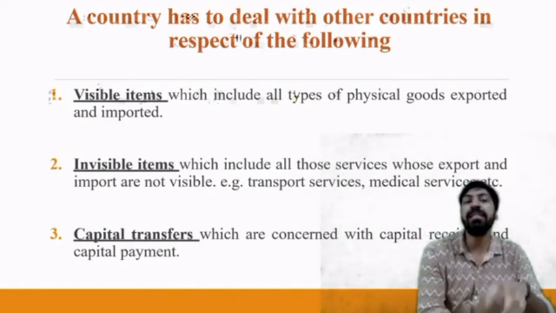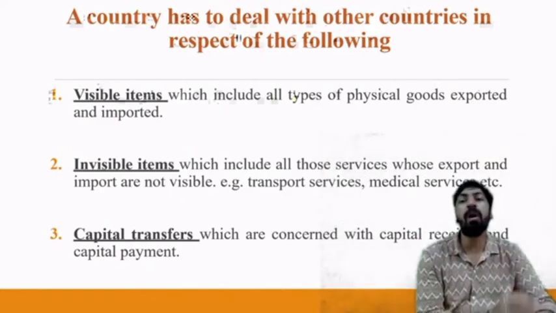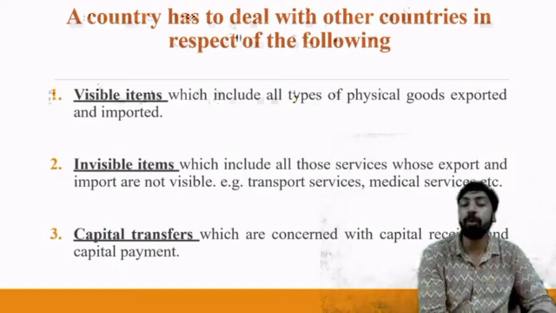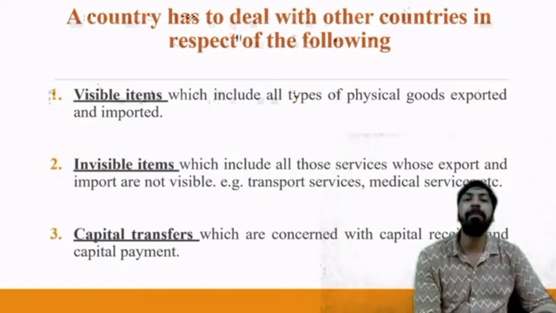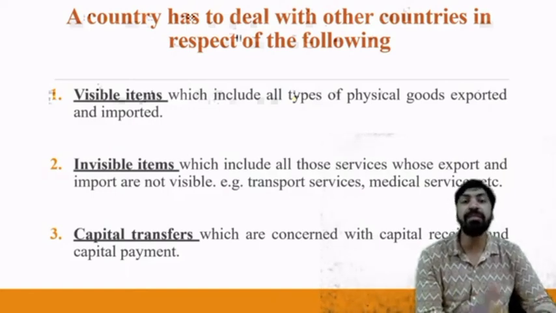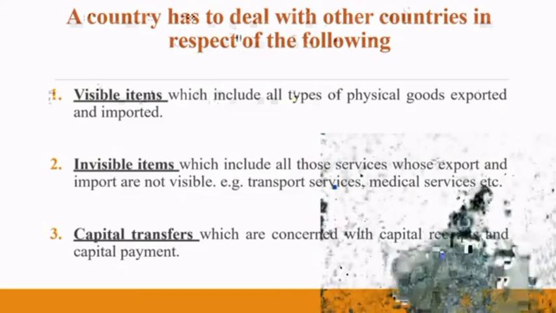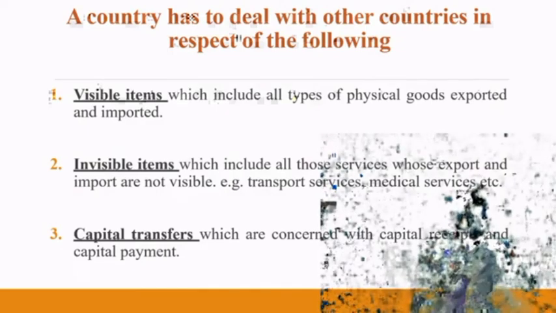So the first concept is visible items, which always include all the types of physical goods which are being exported and imported. For example, tea, vegetables like onion, rice, wheat, whatever items can be exported and imported.